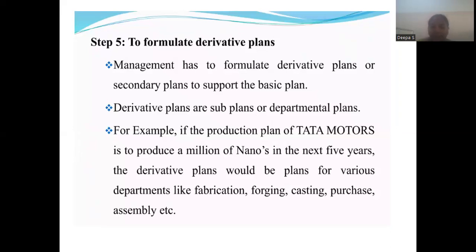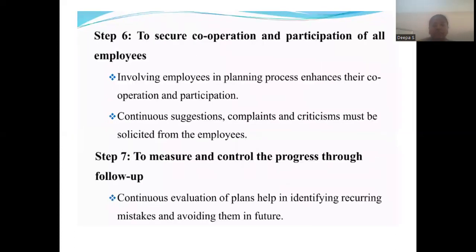A derivative plan can have different subdivisions. For example, Tata Motors is planning the production of the Nano car. Here the derivative plan is that they produce in different departments when creating car parts: purchase, assembly, casting, forging or fabrication. So they have different departments inside. Then you secure the cooperation and participation of all the employees, involving them in the planning process.